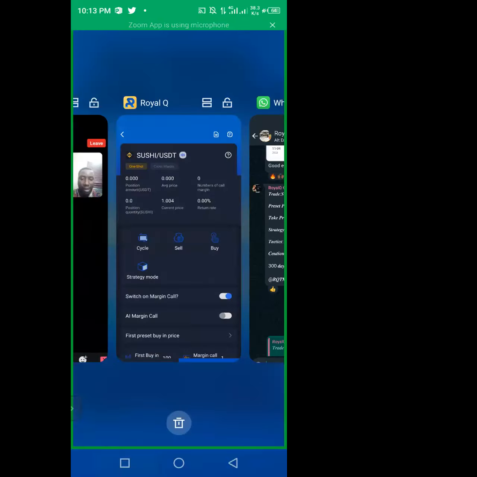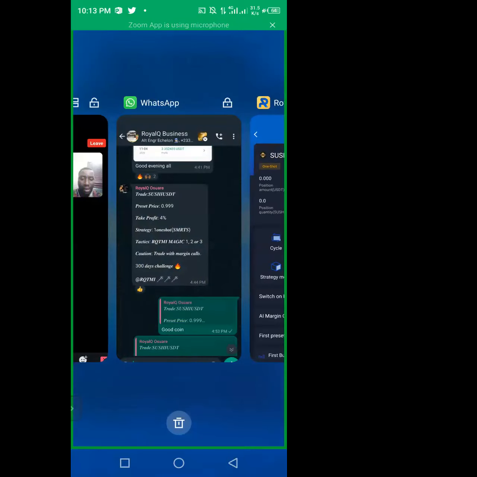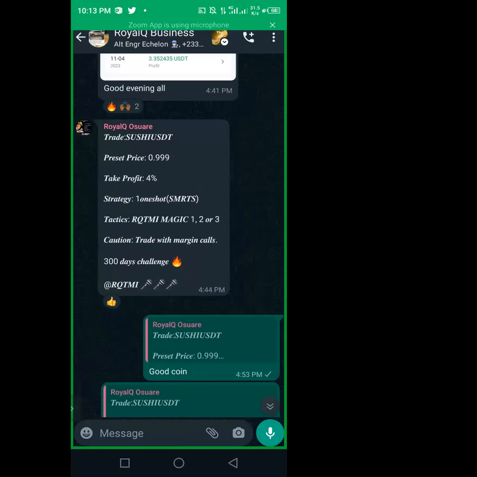You will not check. Look at the coin. Look at the current price. It's like the sushi has delivered. I don't know about those that entered whether the sushi has delivered, because the entry price was 0.999.